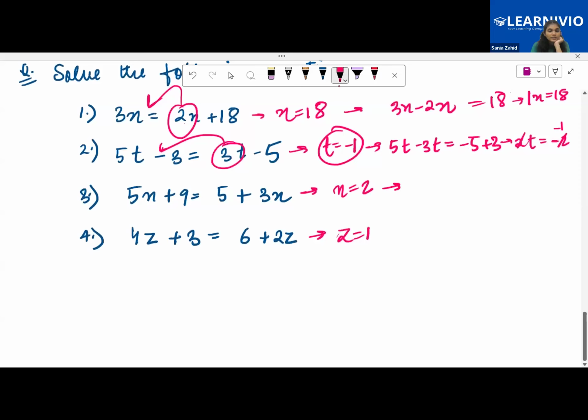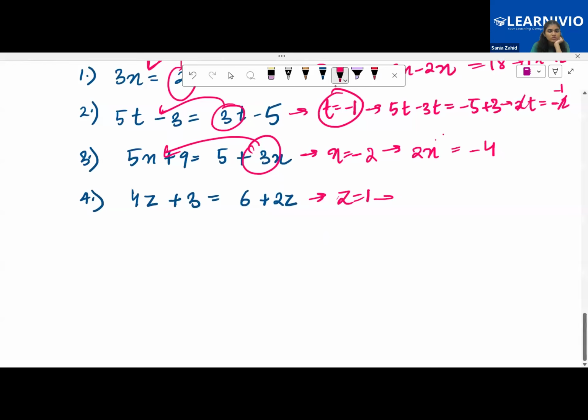Okay. Then you will have 3x transposed over here. 5x minus 3x is 2x, will give you 5 minus 9 which is minus 4. So x is minus 2. Again, wrong. It's minus 2 and not plus 2. Don't you guys know the sign convention? You need to remember it.